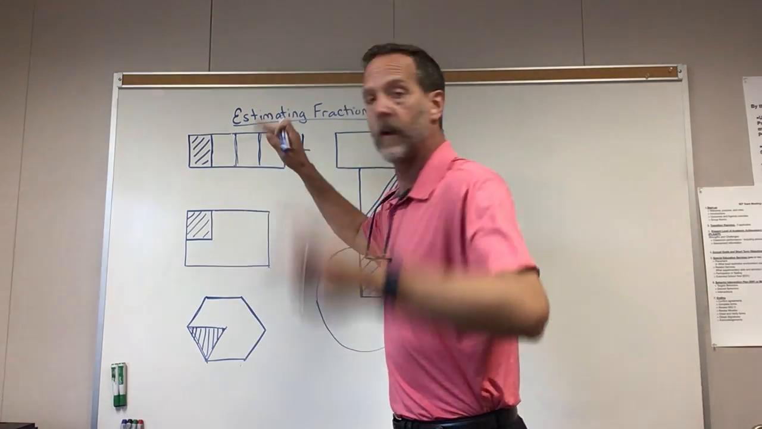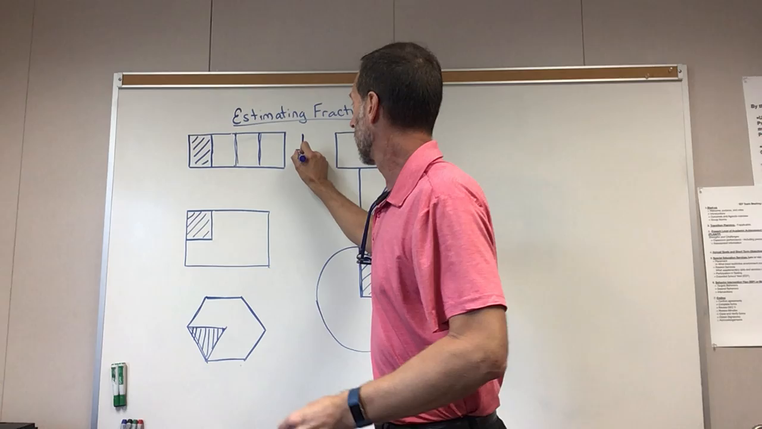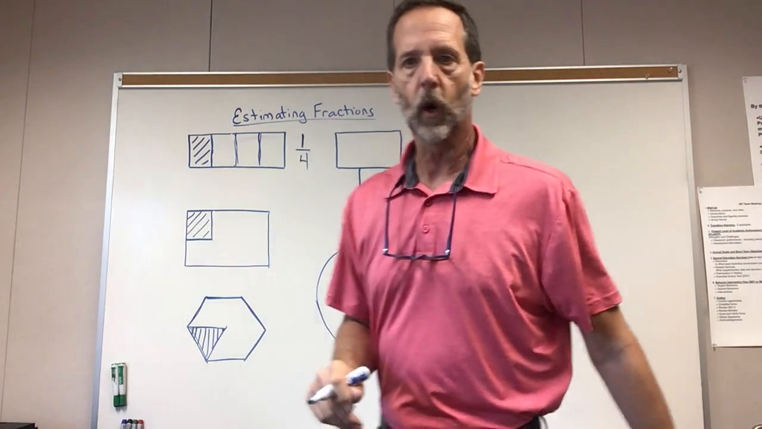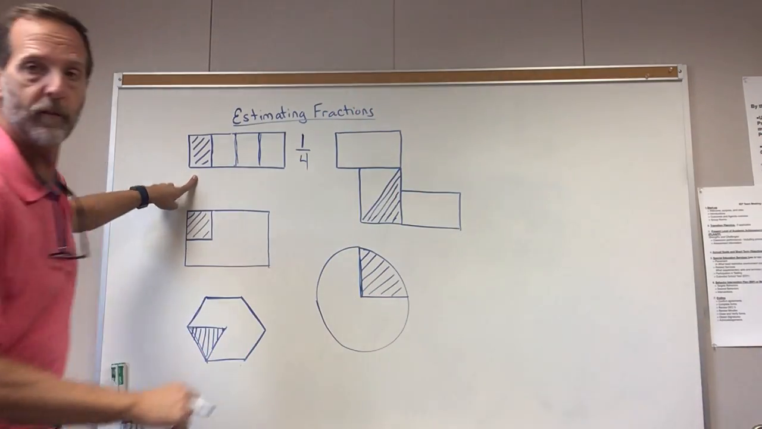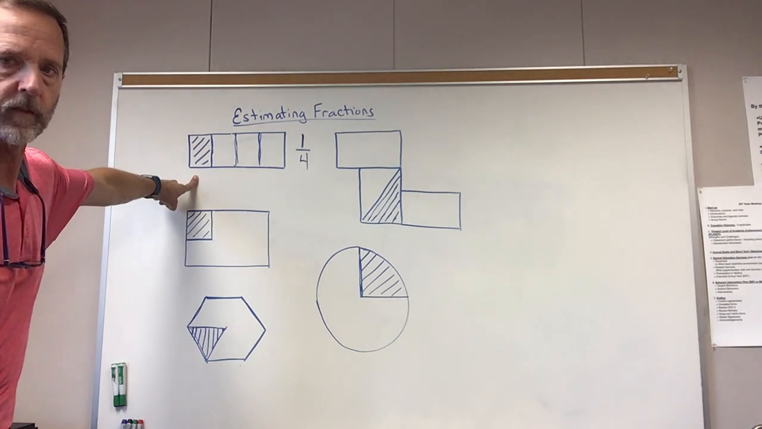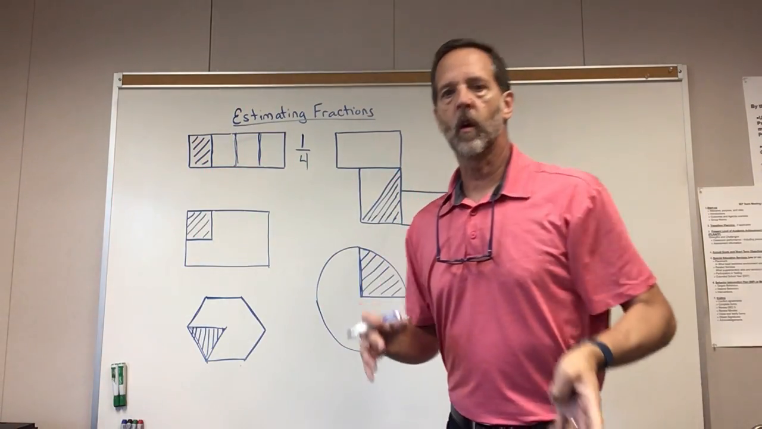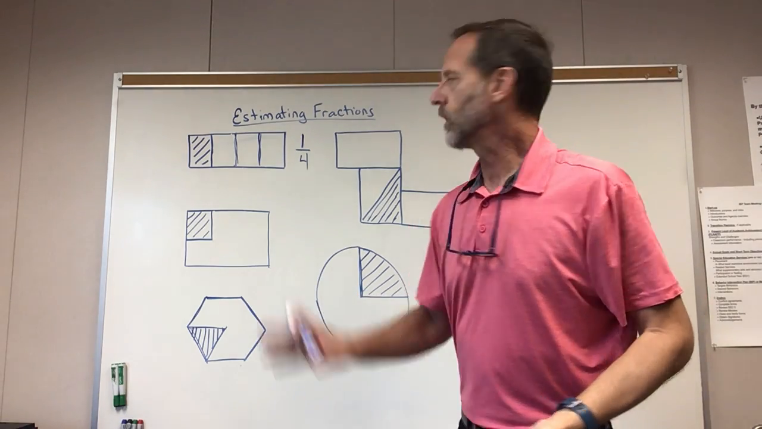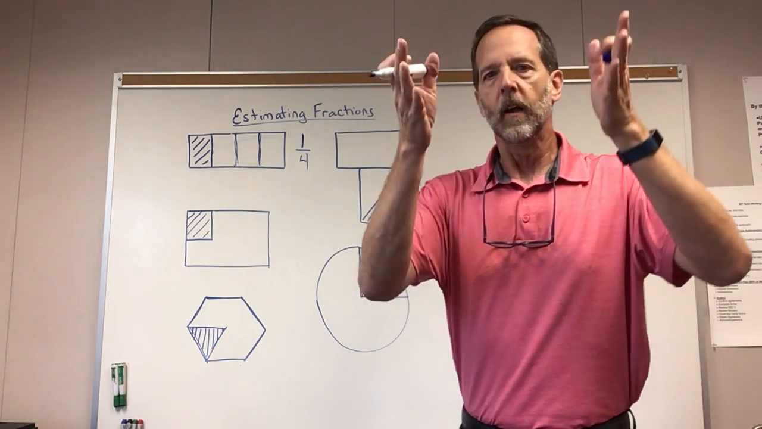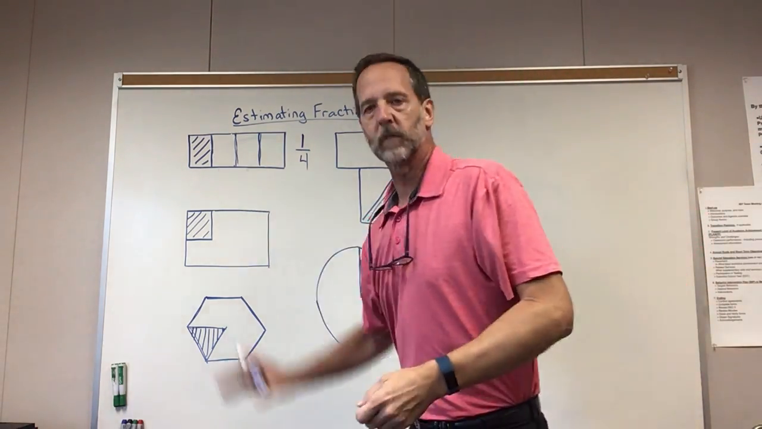Well, I've still got 1 in my numerator. There's 1 shaded part, and there are 4 total. So this would have been 1/4. Okay? There's no way you can guess without drawing them on there. You're just not going to be accurate. You have to go ahead and try to draw the blank pieces that are the same size.